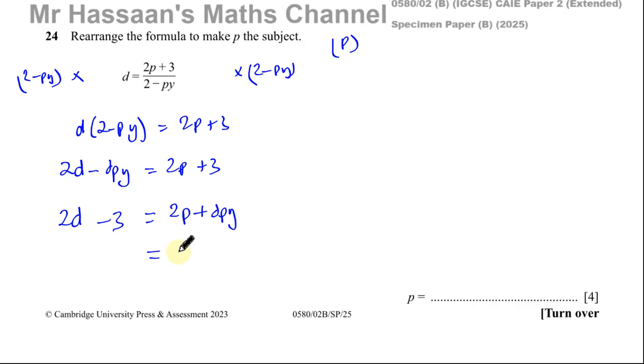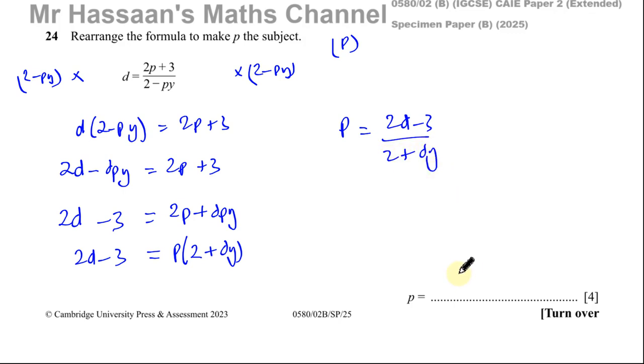Well, if I only want one term, then I can take out p as a factor. So I have 2 plus dy on this side. This side, you can't do much with it, 2d minus 3. And finally, we can say p is equal to, we divide both sides by 2 plus dy. So we end up with 2d minus 3 over 2 plus dy. Okay, so there is the answer to this question.